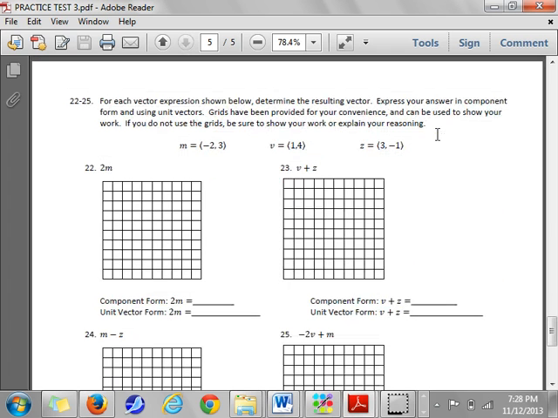All right, so then we've got these. I probably should talk about the unit vector form. We didn't really go over that during the homework. So let me take a picture of this.